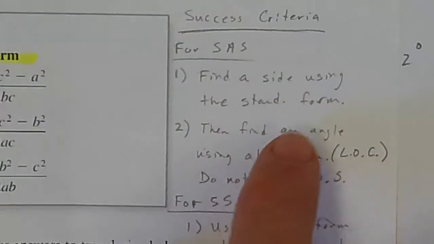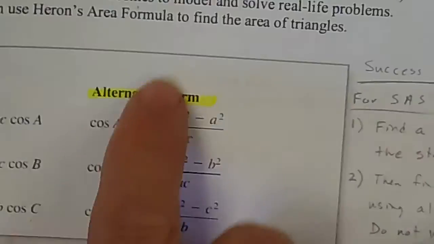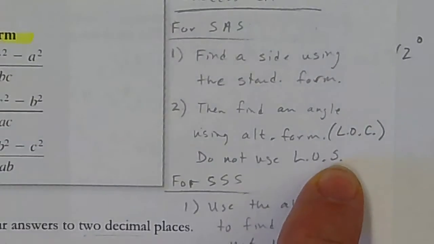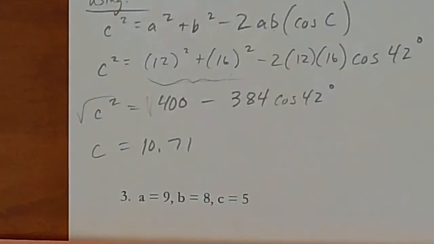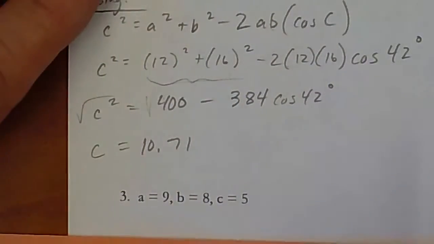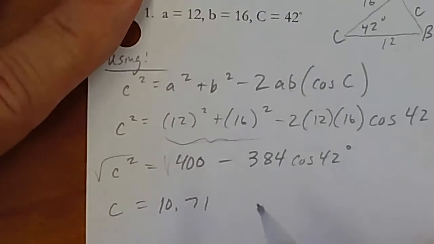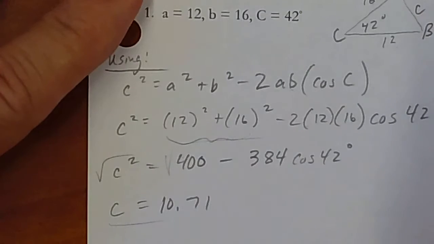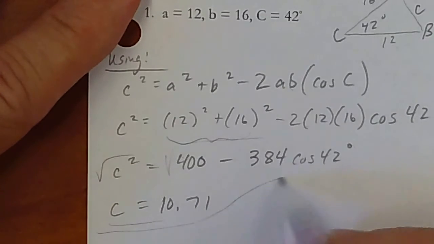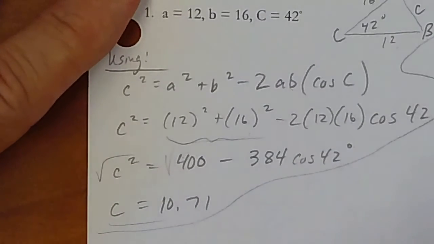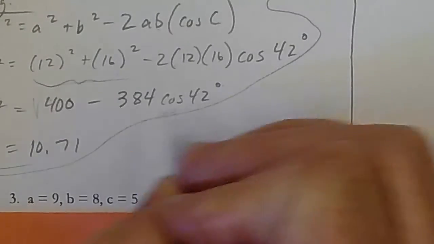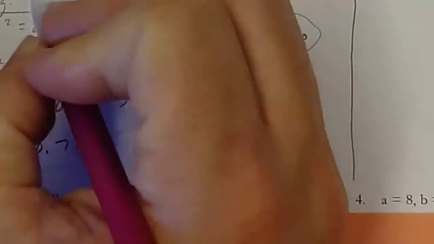Step 2 says now we're going to find an angle using the alternative form over here. Okay, don't use law of sines, even though it looks like we could. Trust me, we want to avoid something called the ambiguous case. All right, so there was step 1. And I guess I'll try to separate this a little bit too so it doesn't look so confusing. Squeeze in step 2 here maybe. The alternative form, there was step 1.